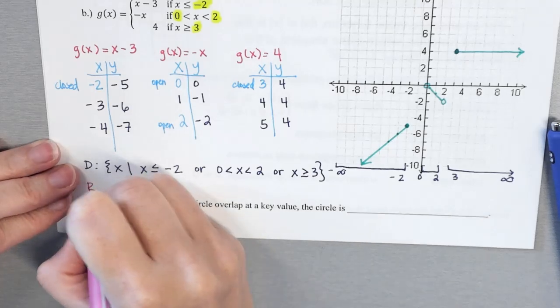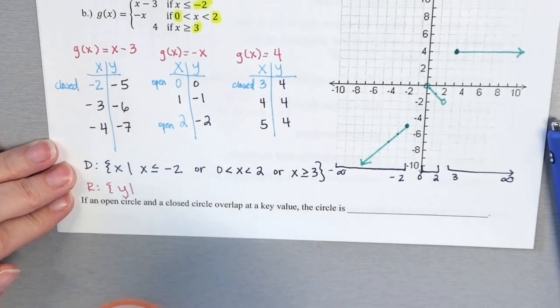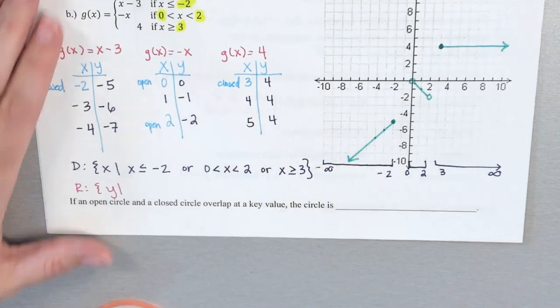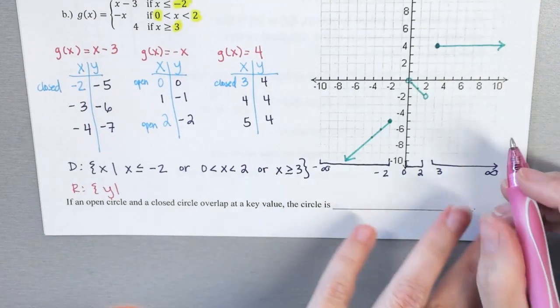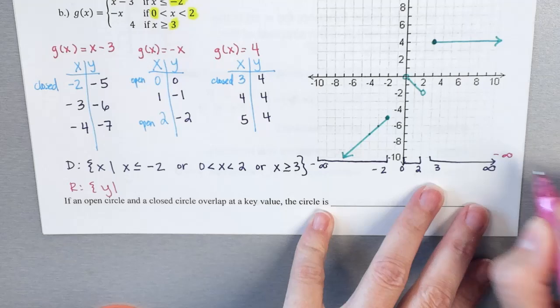Okay, and then for the range, again, this arrow is continuing to go downward, so you're at negative infinity there.